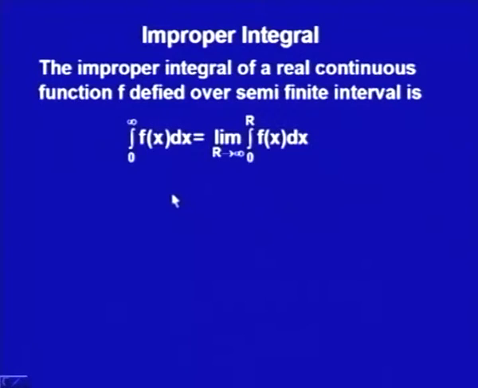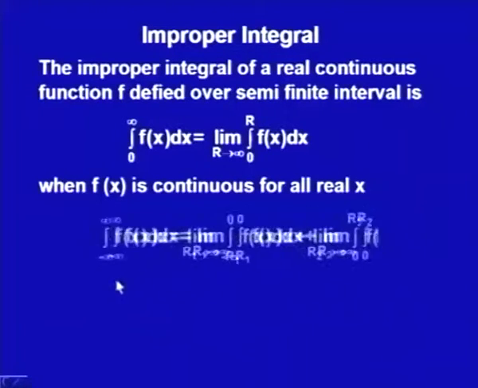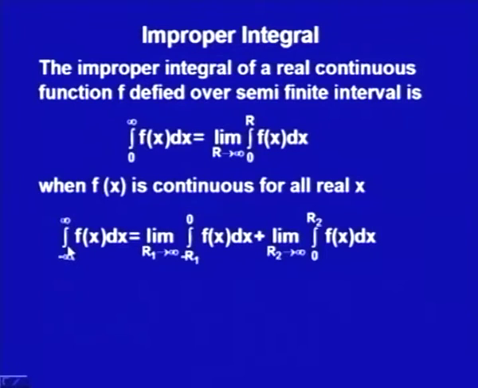Now, if the function is continuous for all x on the whole real line, then we define the improper integral of the type minus infinity to plus infinity of f(x) dx as the sum of two limits. First, the limit as r1 approaches infinity of the integral from minus r1 to 0 of f(x) dx, plus the limit as r2 approaches infinity of the integral from 0 to r2 of f(x) dx. Here both r1 and r2 we are taking as positive, and both approach infinity.